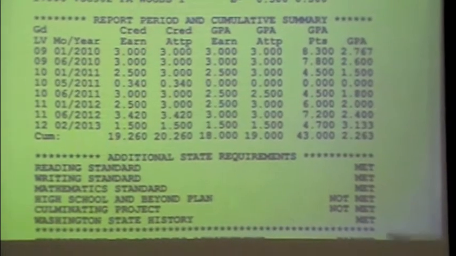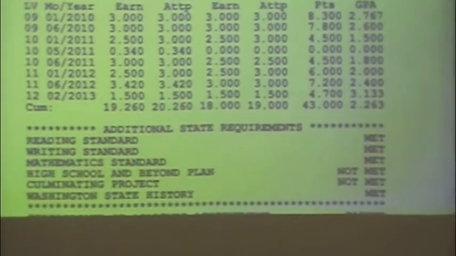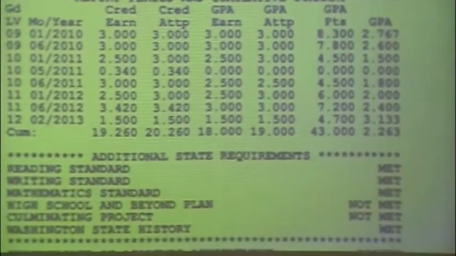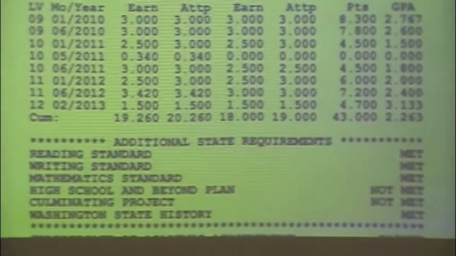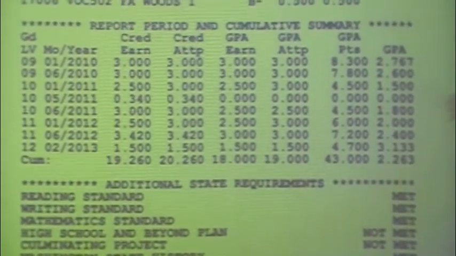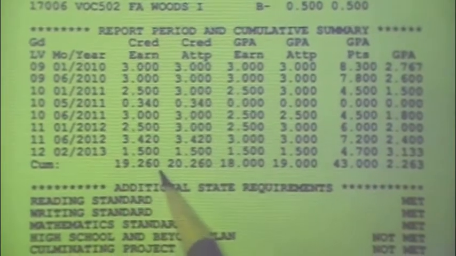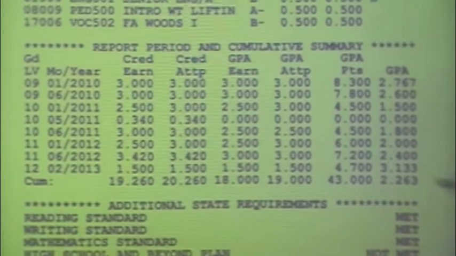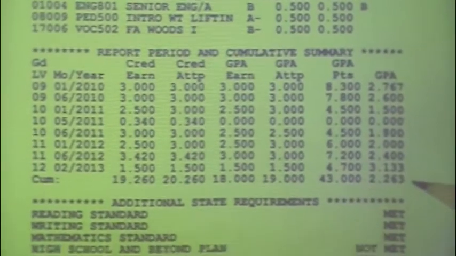If you're a sophomore, your science one might be met. Now you'll notice this student doesn't have science. That's because the seniors don't have to have the science state requirement. So as I look here, I can see different things on the transcript. What is my cumulative credit amount? What are my cumulative GPA? This is stuff that's very important when you're looking at colleges.